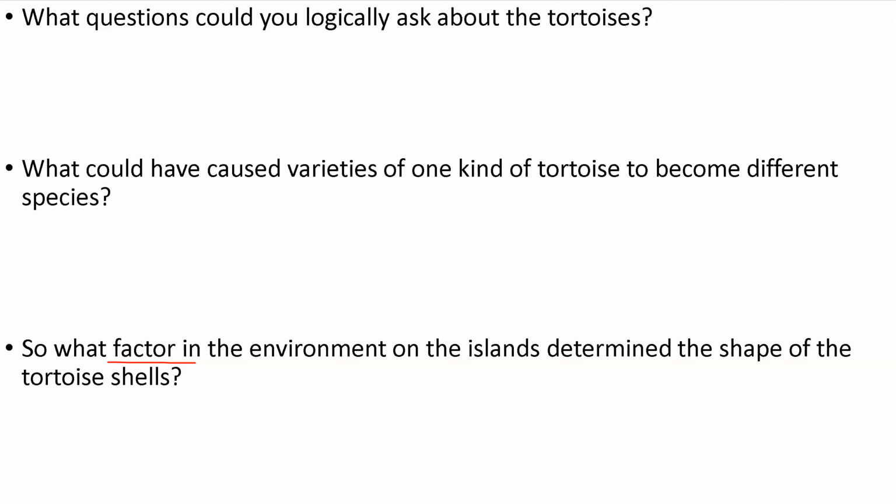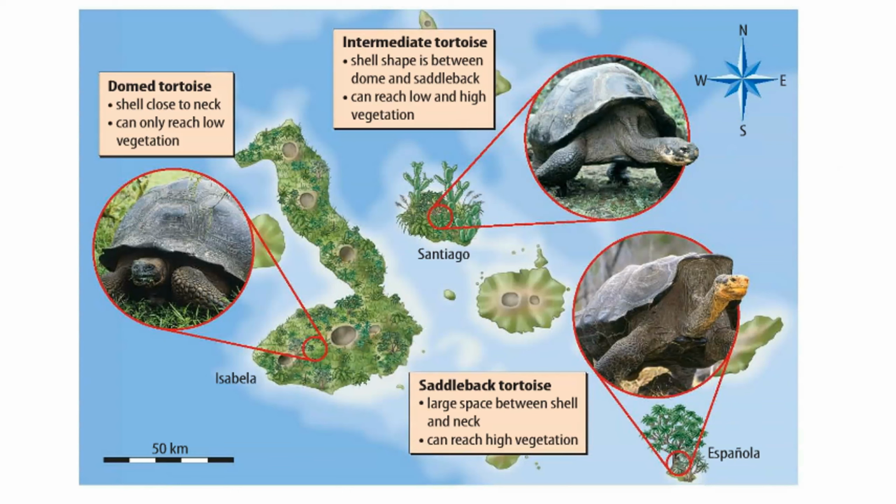What factor? And I want to go back to the picture, but the factor that drove this is vegetation, the environment. On Isabella, there's a lot of vegetation, and so therefore fitness is related to protection. So a larger shell, you're more fit because you're protected from organisms that could harm you. On Santiago, there is intermediate. There's some low vegetation, but also some higher vegetation. So you see kind of middle ground. You need some protection, but you also need to be able to stretch your neck and find the vegetation.